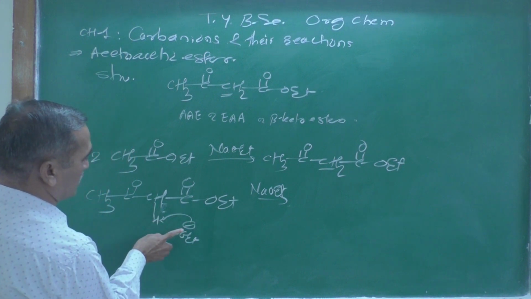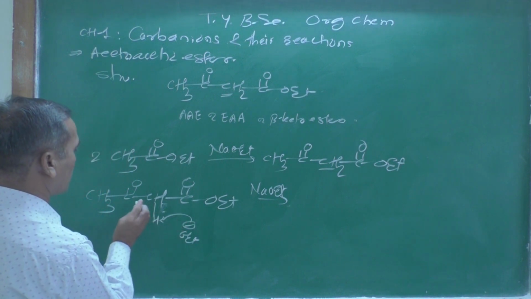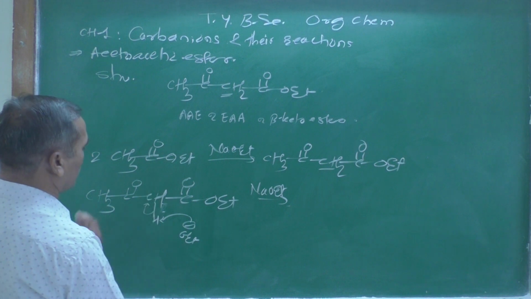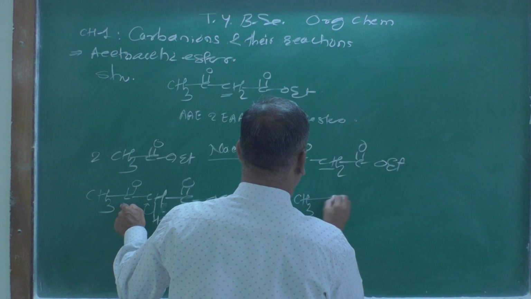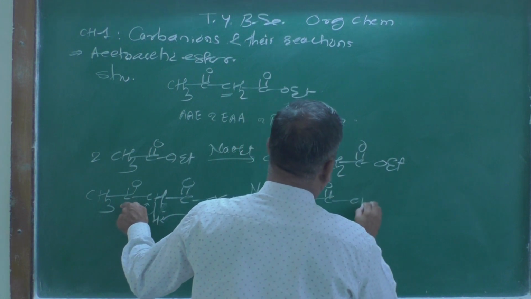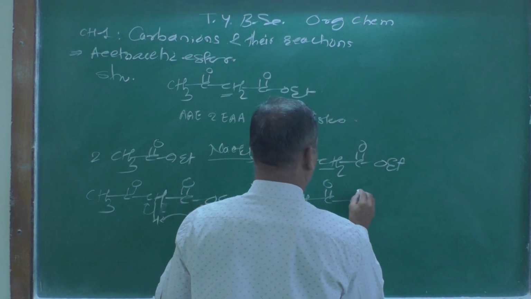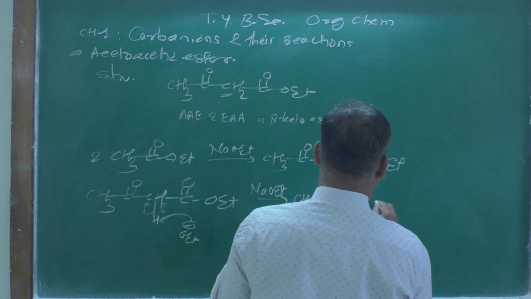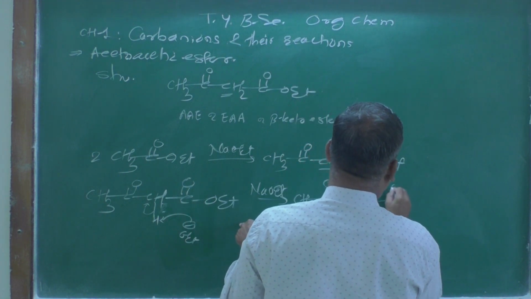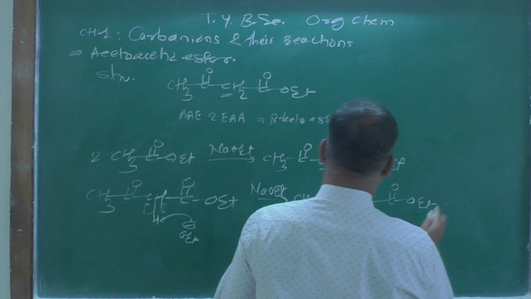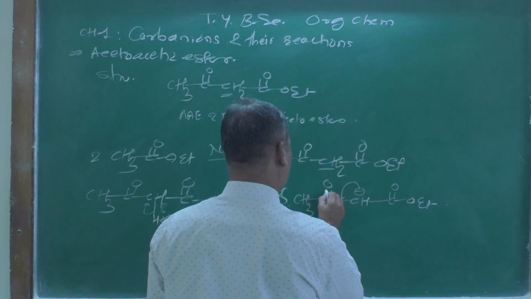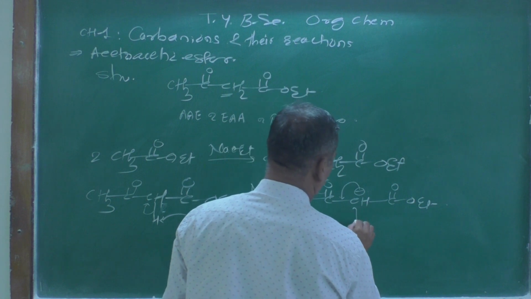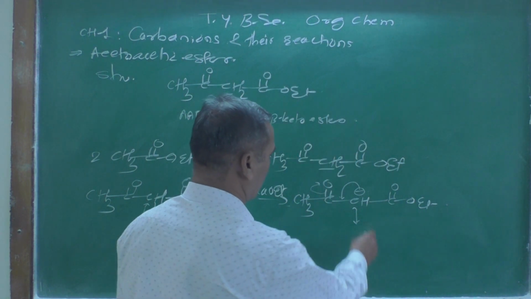This way, this ethoxide can abstract the proton and form a negative charge over here, and you are going to get CH3, then C double bond O, then CH. I am writing that negative charge like this: CH, C double bond O, OEt. Now, what is going to happen? This negative charge gets stabilized due to resonance.